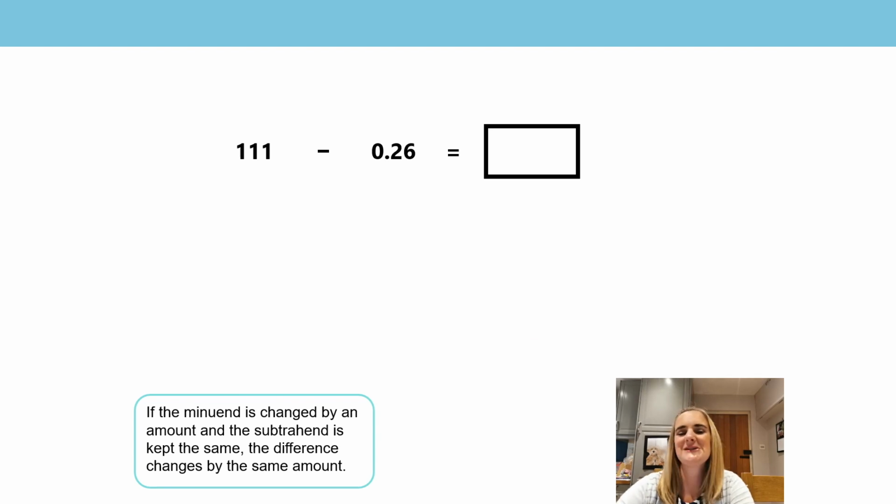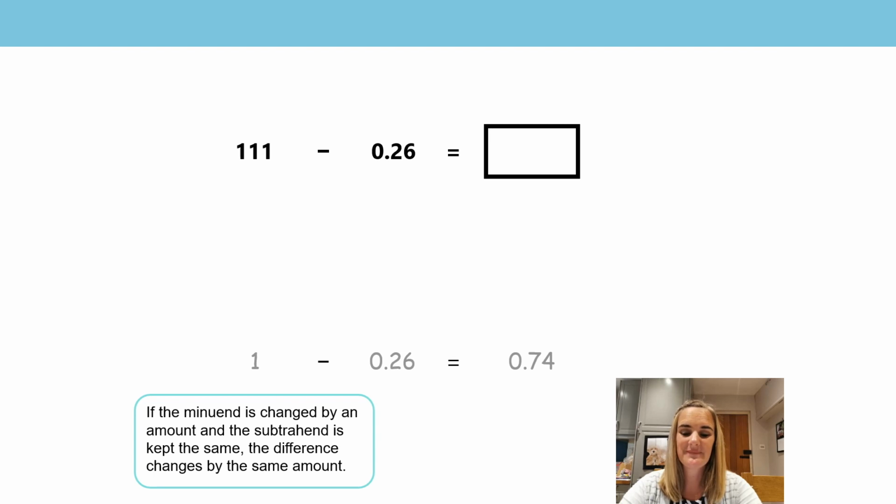Okay, so I've got another one for you to have a go at now. Have you spotted it already? Yeah, 0.26, our subtrahend still the same as it was before. So our related fact of 1 subtract 0.26 equals 0.74 should help you to solve it. Have a go now. And if you need to pause the video, that's great.